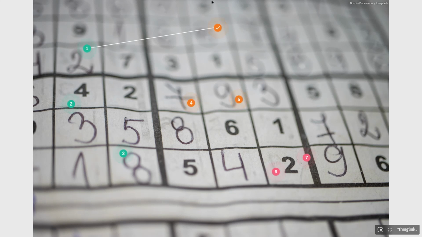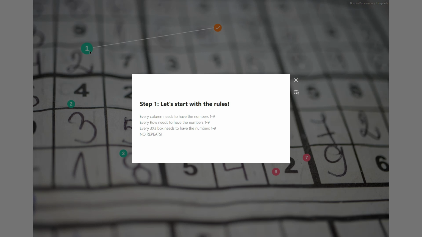Now the player is first directed to go through all the tags, starting with the first one, which is the check mark. When we click on the check mark, it gives us a brief introduction of what the Sudoku can be. Now naturally, the student will go with box number 1, when we start with the rules.